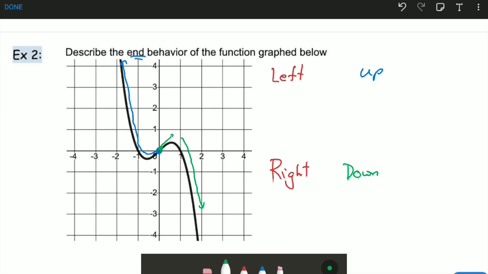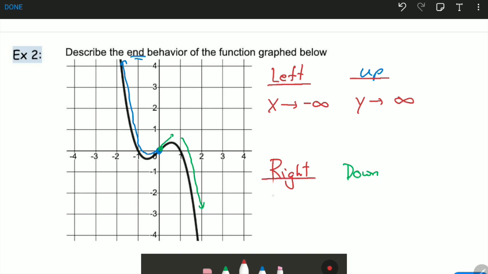Now let's turn that into mathematical. Once again, left is an x descriptor. And what type of x values are on the left? Well, negative x values. So x approaches negative infinity. And up is a y descriptor. So y will approach, well, what type of y values are up? Well, positive y values. So positive infinity.